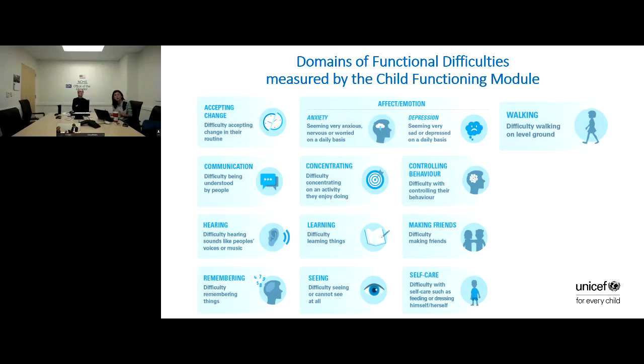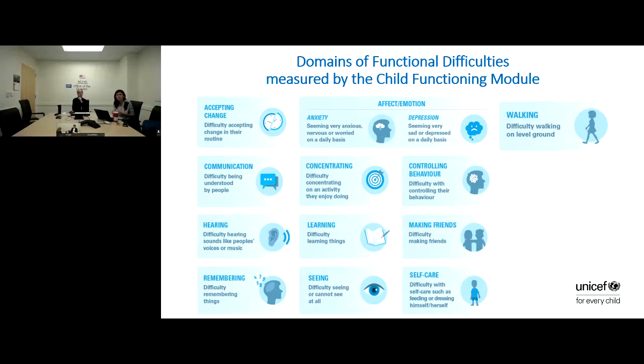So we included domains that, in line with the ICF, focus on learning, for instance, learning, concentrating, remembering. But we also look at domains related to emotions, management of emotions in terms of anxiety, for instance, or experience of depression, controlling behavior as well, making friends. So as you can see, an expanded set of functional domains that, as you will see in the data, prove to be particularly important when we are looking at data related to education, because these functional difficulties related to emotions and management of behaviors do have an impact on the child's ability to relate to peers and to learn.